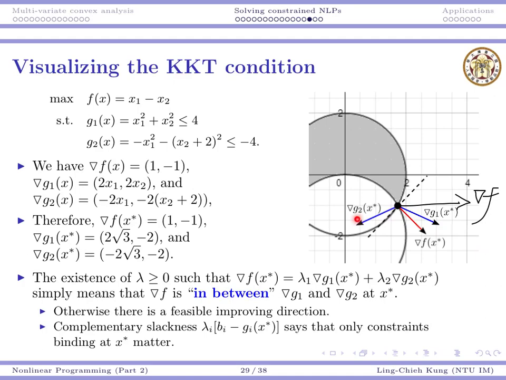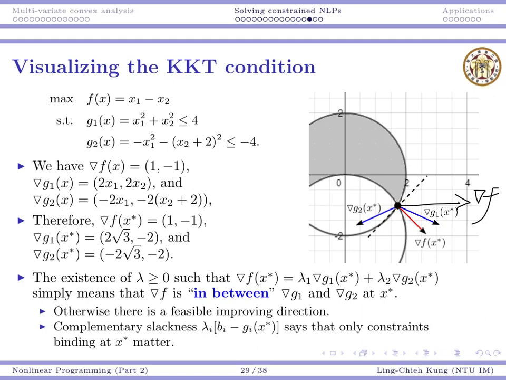Okay, and for G2, because G2 is requiring points to be outside the circle, G2 will always be pointing forward, or pointing to the center. So in general, the gradients for constraints are pointing to those infeasible directions. So if gradient f, the improving direction, is within those infeasible directions, according to gradient g1 and gradient g2, then the point will be optimal, because you just have no improving feasible direction at this point.